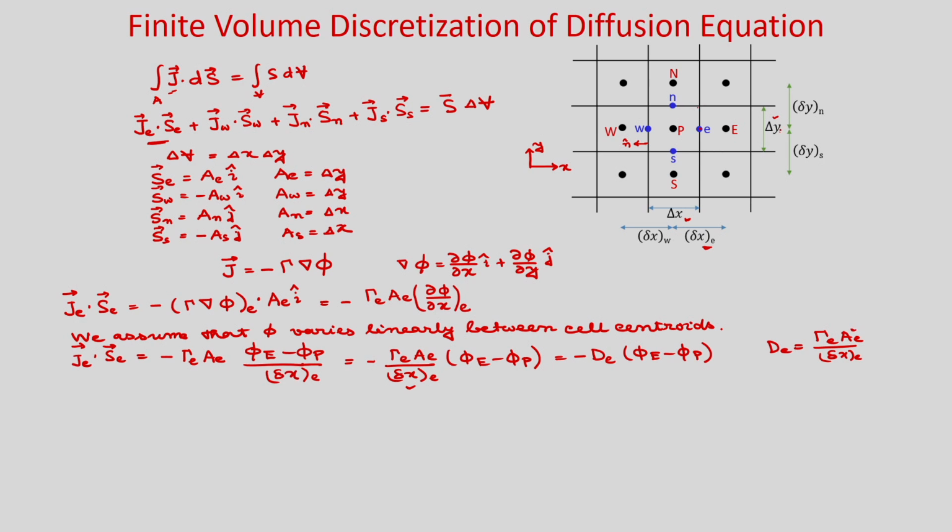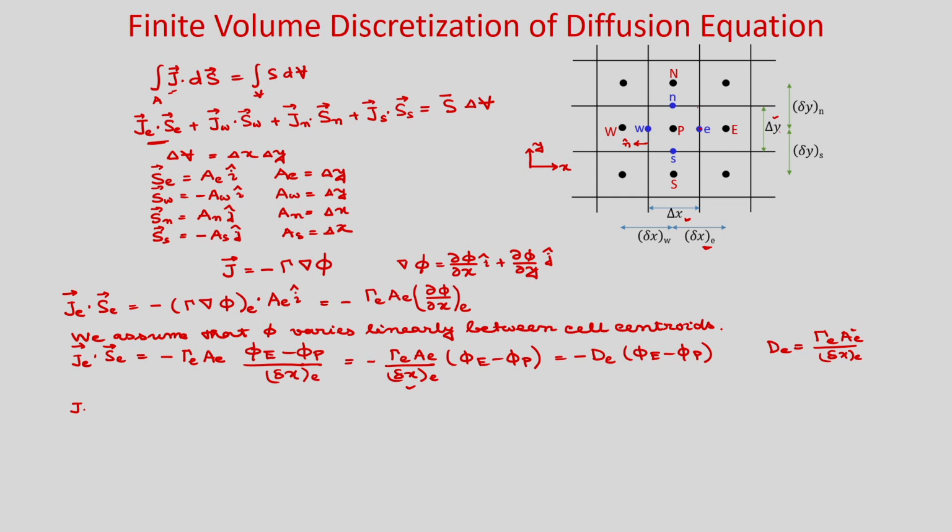So, that is your delta y. Okay. Now, similarly you discretize for the other faces. So, you can write J_w dot S_w, which will be minus gamma_w A_w. At this face, this is your west face.